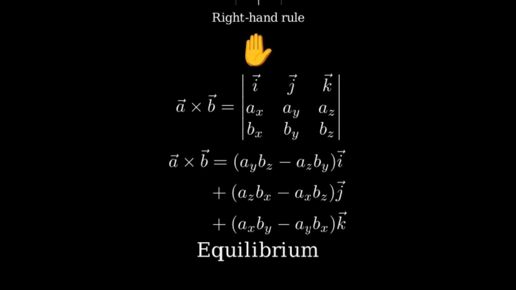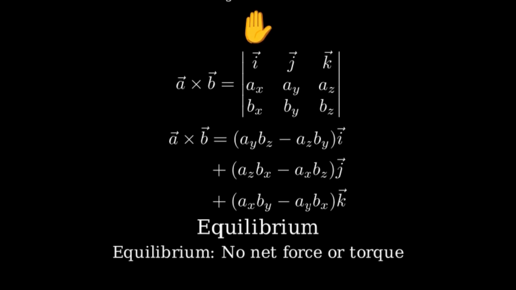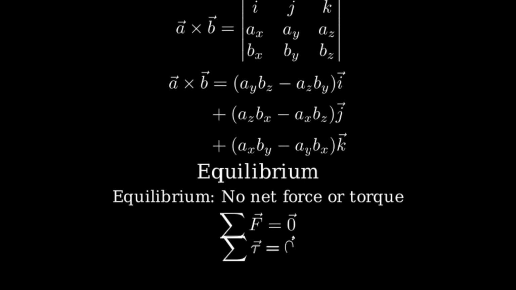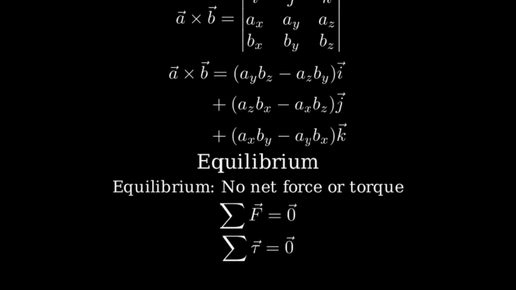Now, let's discuss equilibrium, a critical concept in physics and engineering. A system is in equilibrium when there's no net force or torque acting on it. For translational equilibrium, the sum of all forces must equal 0. For rotational equilibrium, the sum of all torques or moments must equal 0.